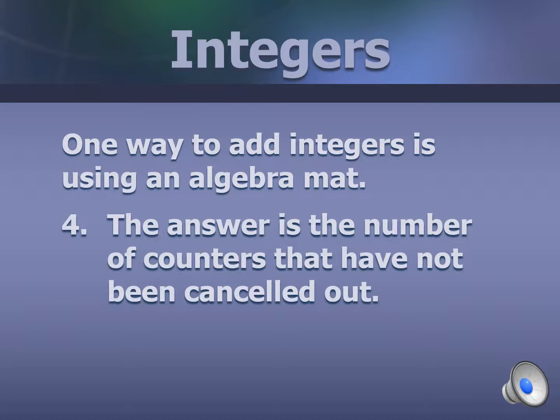The fourth thing that I want you to write down is the answer is the number of counters that have not been canceled out. So go ahead and finish writing that down, and then I'm going to show you an example of an algebra mat, and we're going to work through an addition problem together.